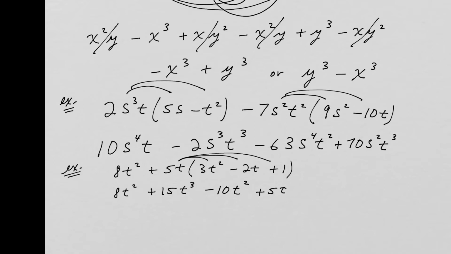Okay? And now, since we're adding everything together, we could combine like terms, right, if possible. And it looks like, let's see, there's only one cube term, so I'll just write that down. So 15t cubed. But it looks like the square terms I can combine, right? I have 8t squared minus 10t squared. Well, 8 minus 10 is negative 2t squared. And I still have a plus 5t. So that would be the answer in that case.